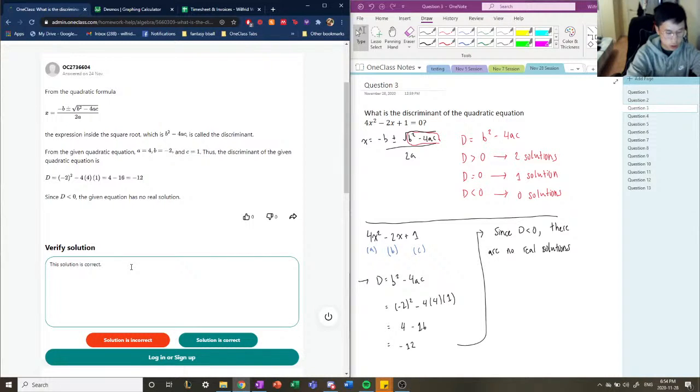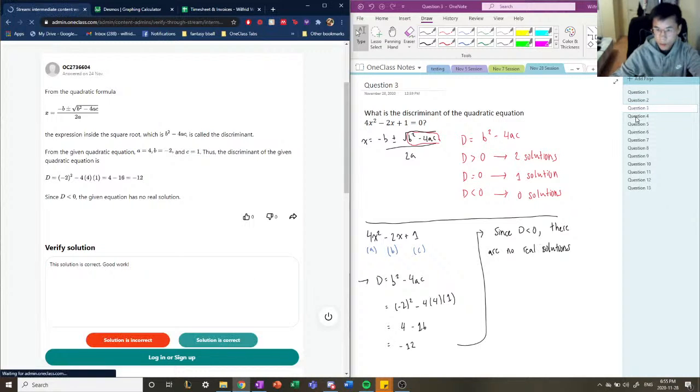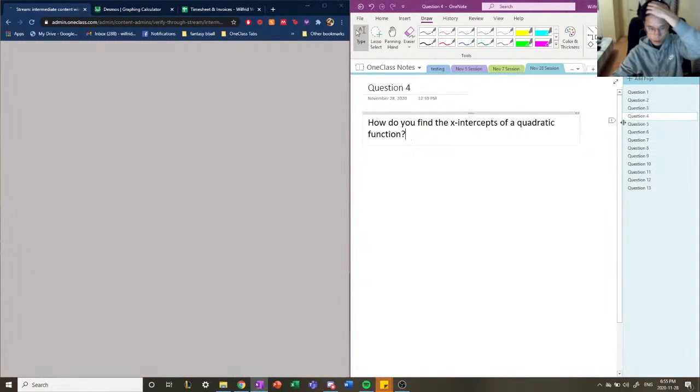So the junior tutor posted the quadratic formula, and they told us what the discriminant is based off of. Then they figured out the coefficients of our equation, plugged them into our discriminant, and evaluated whether the discriminant was less than 0, greater than 0, or equal to 0. And since it's less than 0, we know that the given equation has no real solution. So this is good work, and we can move on. Okay, cool. Let's move on to question number 4.